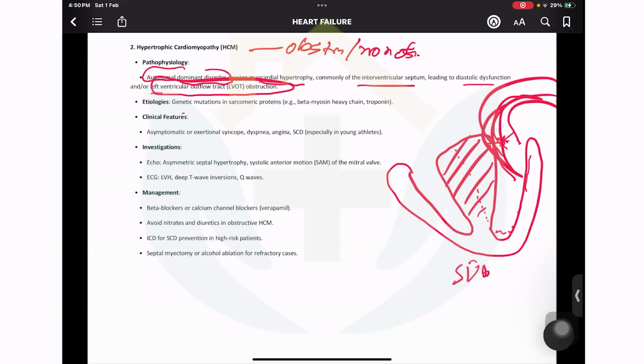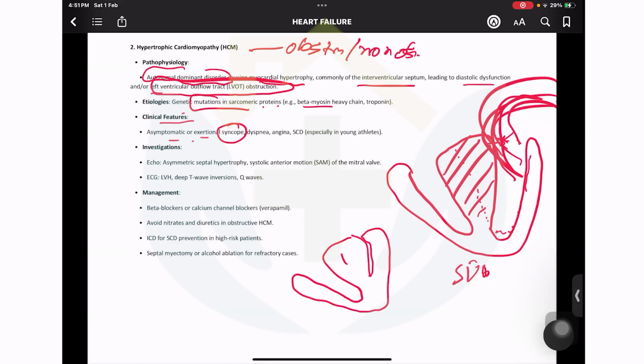Etiologies, genetic. So you can find mutations in the sarcomeric proteins, including beta-myosin heavy chain and troponins. Clinical features are exertional or asymptomatic syncope. Now, what is syncope? Syncope is due to no blood flowing through the aorta when the heart goes into a situation like this. I'll show you. So this is the IVS, this is the LV free wall, and the aorta had to take blood. So what has happened is it has gone into a spasm. Because this is a muscle at the end of the day, it can go into spasm if the muscle tone is high. So there is no blood flowing out of the aorta, out of the left ventricle.